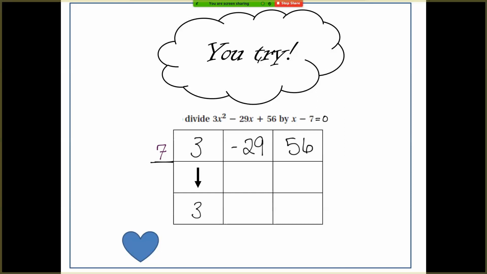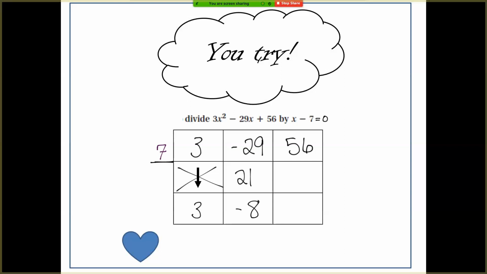Bring your first coefficient down. You never ever write anything in this box. I just make my arrow there, bring the 3 down. So then I'm going to multiply 7 times 3 is 21. Then I'm going to add: negative 21 plus 21 is negative 8. That completes my first cycle.